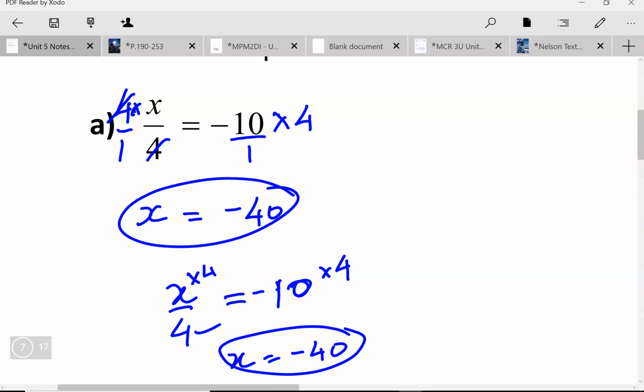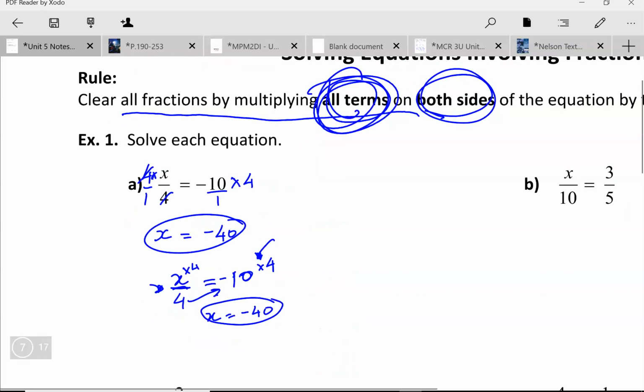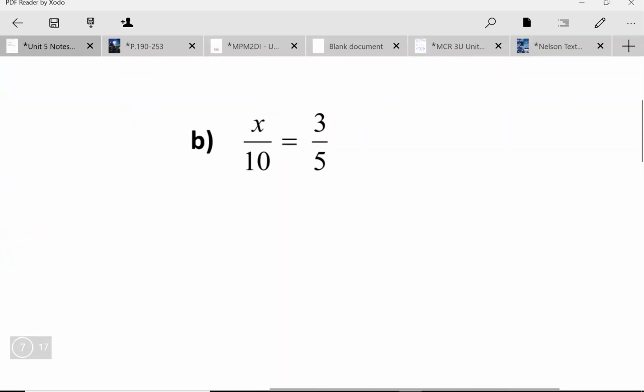Or you can move the 4 over to this side. I'm splitting up this term. It was an x divided by 4 term. I'm breaking it apart. The operation on this side was division, so the operation on this side becomes multiplication. Whichever way you're thinking about it, the point is you're just doing the same thing. It just depends on how you want to think about this.